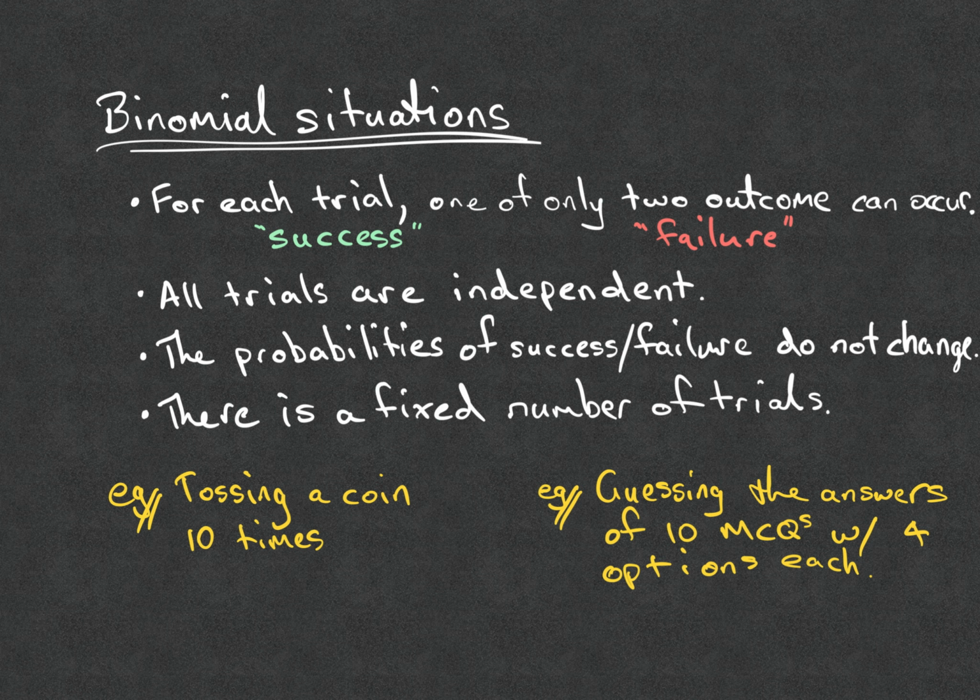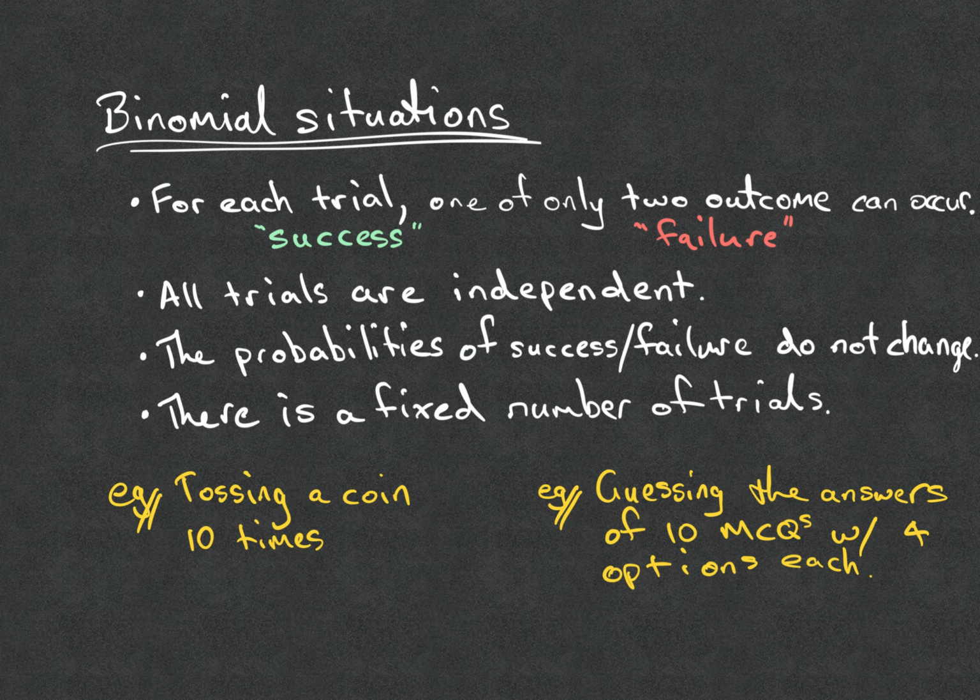So, first of all, we need to be looking at each trial, or each thing that's occurring, having only one of two outcomes that can occur. Normally we talk about these being success and failure. That's just a generic term, but you could also think of it as the thing you want to happen and the thing you don't want to happen. So at each trial, only one of those two things can occur.